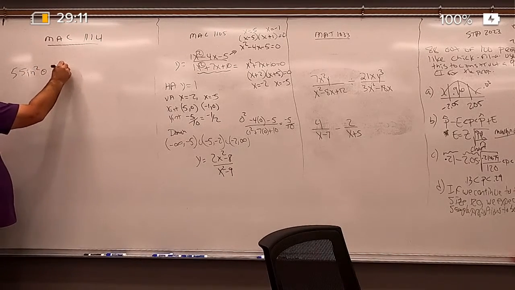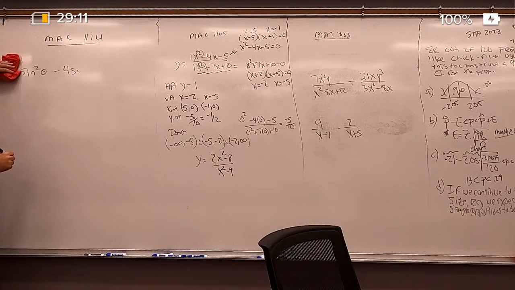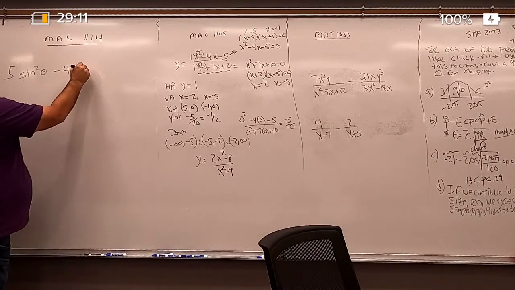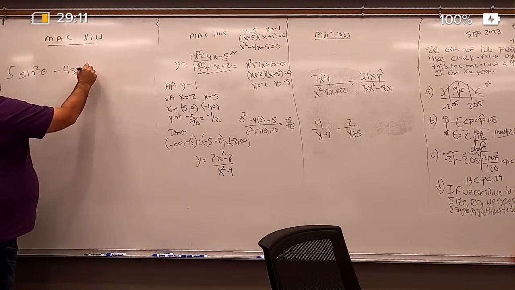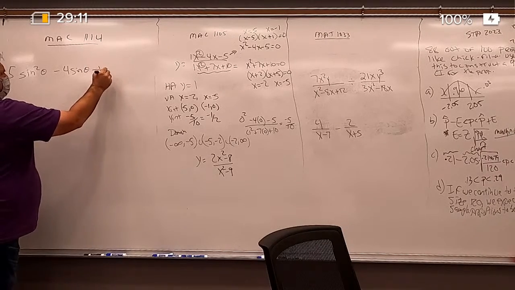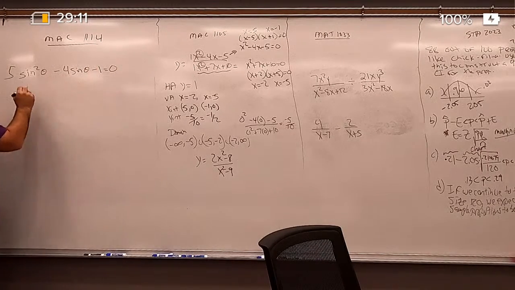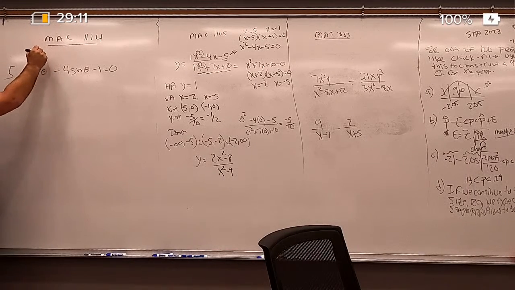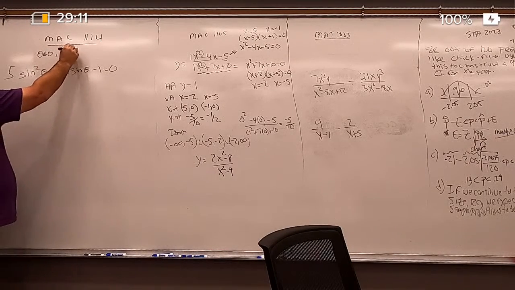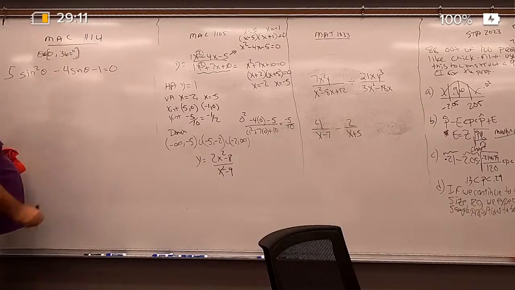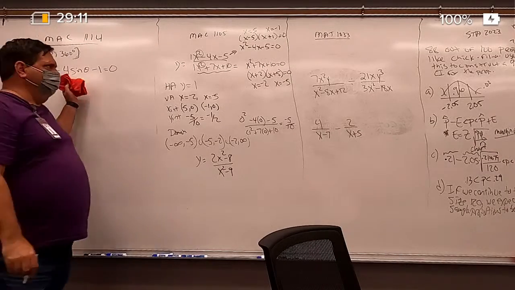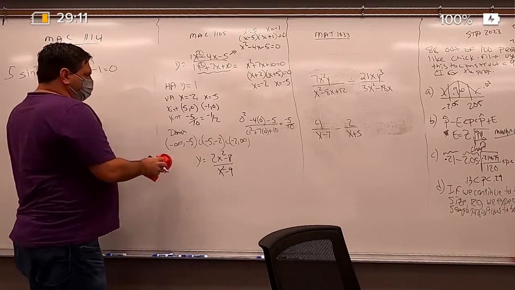What is 55 mean squared? No, 5 sine squared theta minus 4 sine theta minus 1 is equal to 0. And I want to solve this from theta equals 0 to 360 degrees. Just a reminder of how to do that. We talked about it, but let's just remind her.